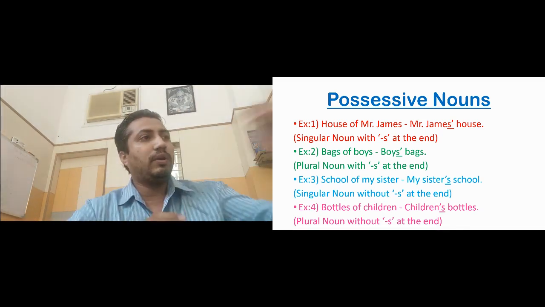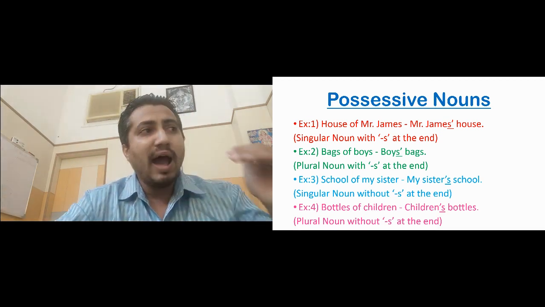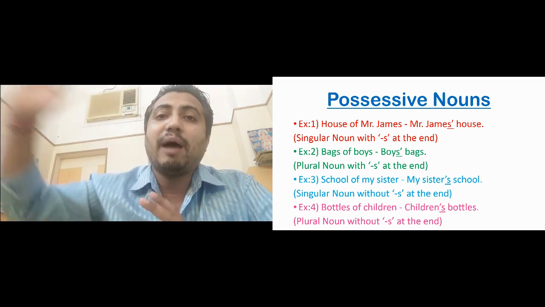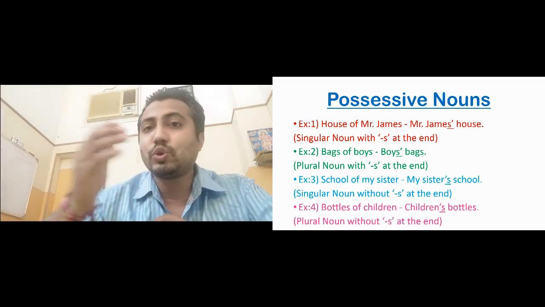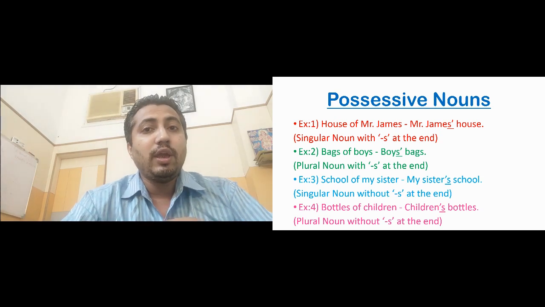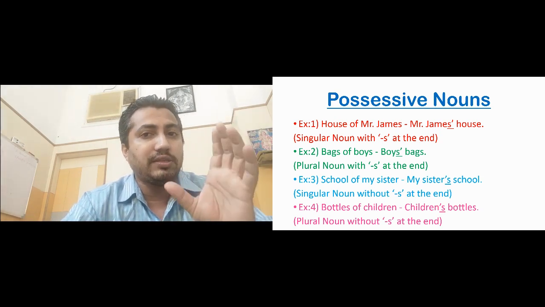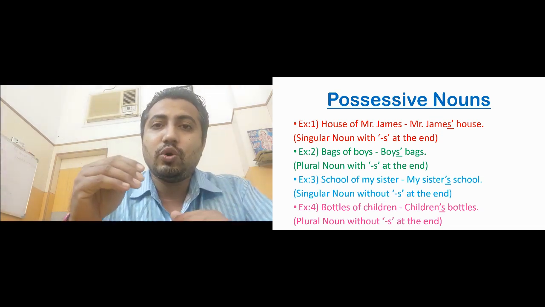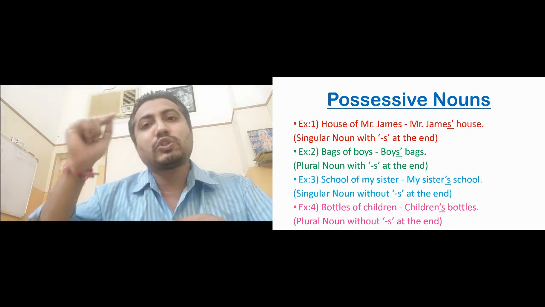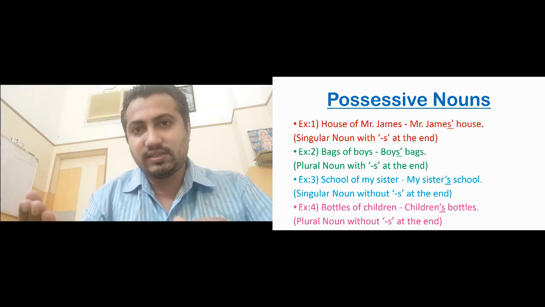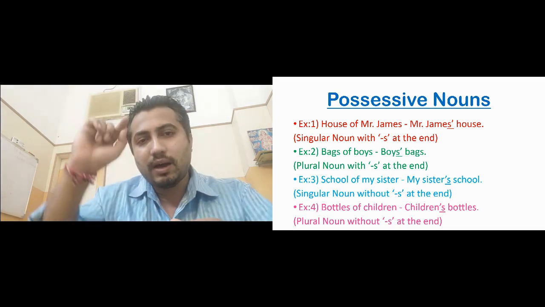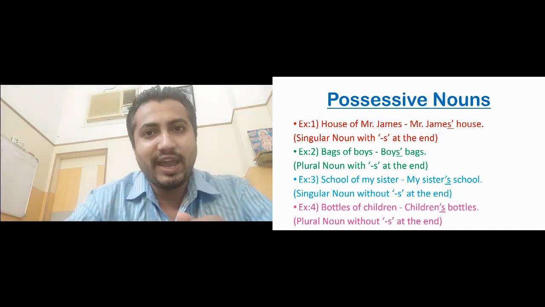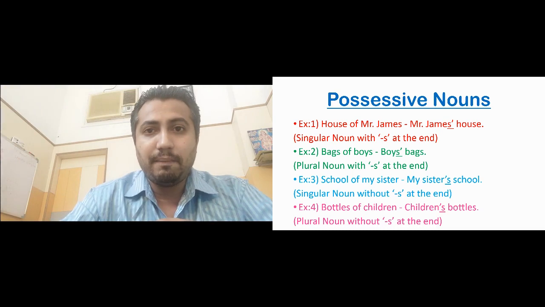Now look at the next example. Bags of boys. We have to show it in possessive. How are we going to show it? Boys has an s at the end. So to make it possessive, we only have to put an apostrophe after the s. So boys' bags.